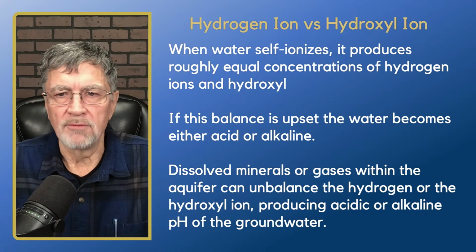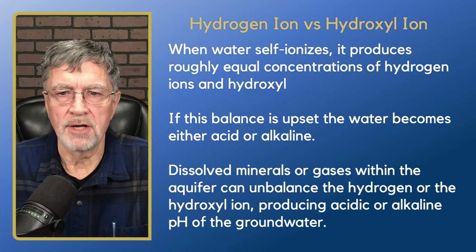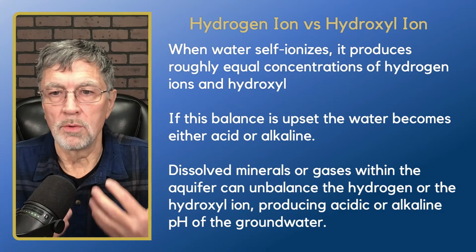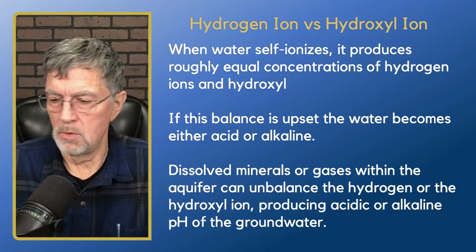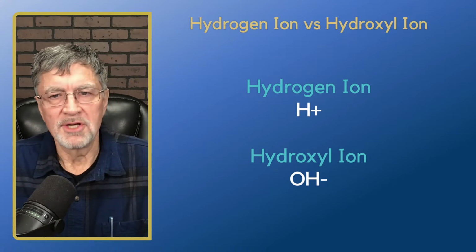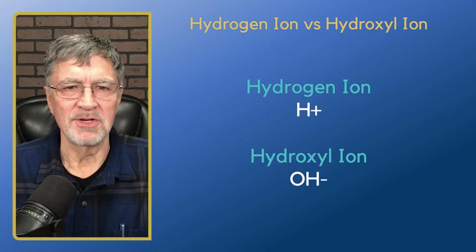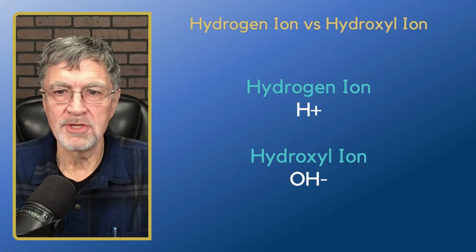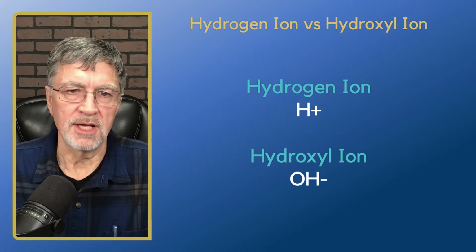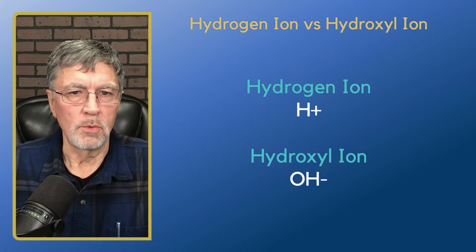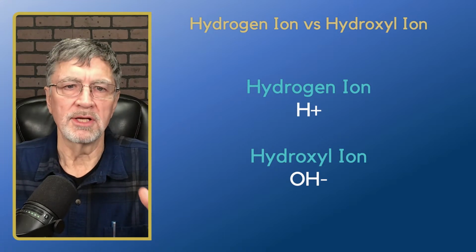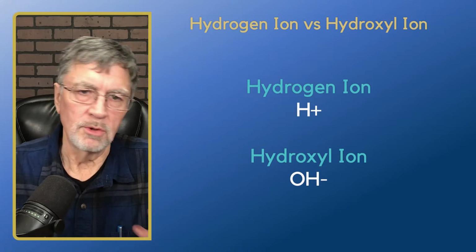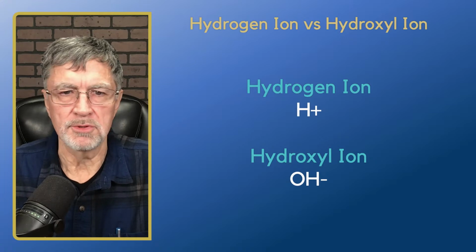Things like dissolved gases or dissolved minerals in the water can unbalance the hydrogen and hydroxyl ions, producing alkaline or acidic pH in the groundwater. Basically, you can see here we have the constituents of H2O. It'll dissociate into a hydrogen ion, which has a positive charge, and a hydroxyl ion, OH, which has a negative charge. When these are in roughly equal proportions, you're going to get a neutral pH right around 7. We'll look at the scale here in a minute just for comparison purposes.